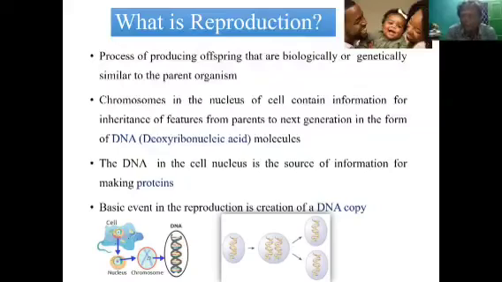Here, reproduction in simple terms can be defined as the process of producing offspring. Offspring means the new young individual which is produced from the parent, biologically or genetically similar to the parent organism. The new young individual will be similar to the parent organism in its morphological characteristics.